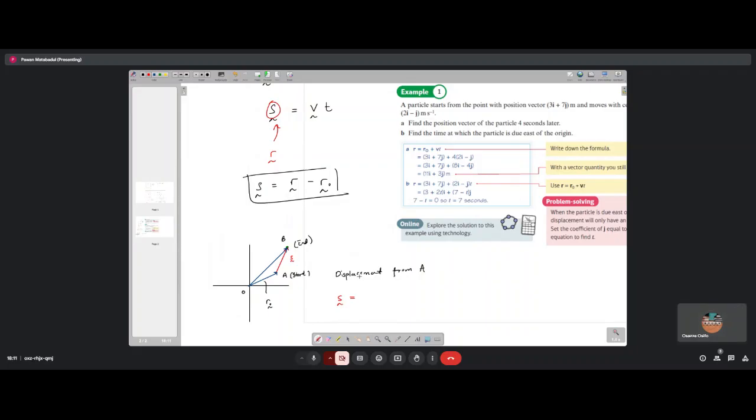So S, you can actually just say, well, if this is R naught, I can say that this is some position vector R. So I can say R is equal to S plus R naught. If I add this vector R naught and this vector S, I'll get R. So then you can clearly see, you can just rearrange this expression to get the displacement, right?